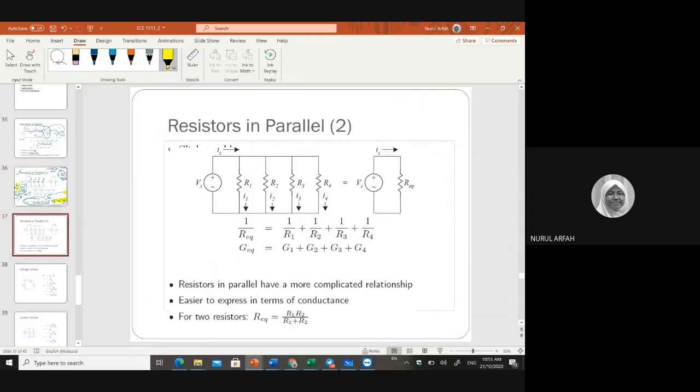Okay. For conductance, you just inverse the resistance. So you will have this. Okay. This is what I mentioned. R equivalent is R1 times R2 divided by R1 plus R2. But do not use this. Use R1 inverse plus R2 inverse.